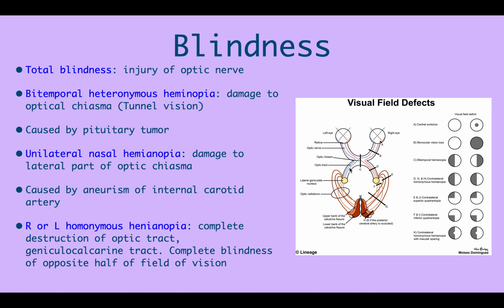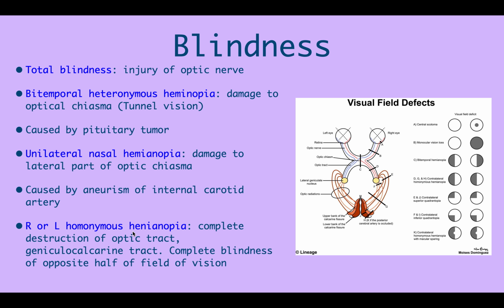The unilateral nasal hemianopia is going to be damage to the lateral part of the optic chiasm. So that is going to cause contralateral nasal hemianopia. So it's going to be like the left side of your vision is going to be gone. Usually caused by some kind of aneurysm of the internal carotid artery.